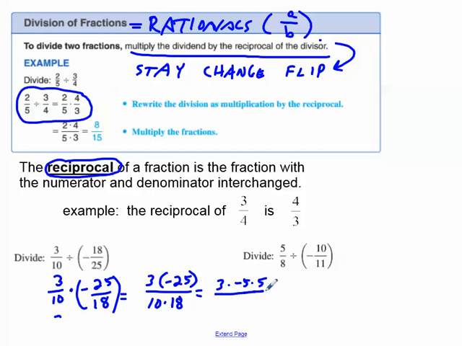10 becomes 2 times 5. 18 becomes 2 times 3 times 3. 3 times 3 is 9, times 2 is 18. All we've done is factor 25 as 5 times 5, 10 as 2 times 5, and 18 as 2 times 3 times 3. Now it's all prime factored. Look to cancel, reduce, factor, simplify any factors. 3 divided by 3 is 1. 5 divided by 5 is 1. Those cancel.